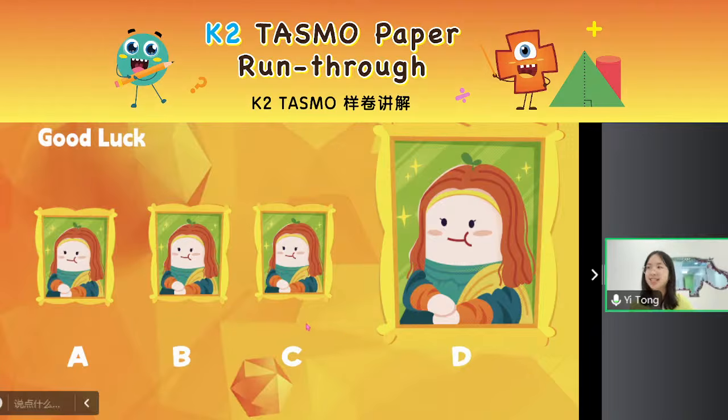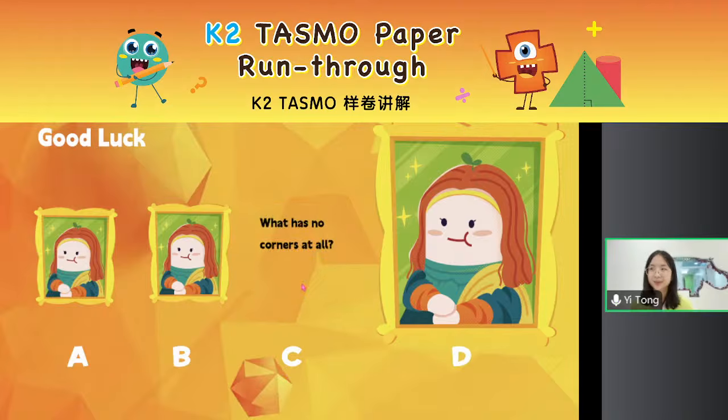Let's see. Do we want to choose C? Okay, so let's see what is behind C. Oh, what has no corners at all?